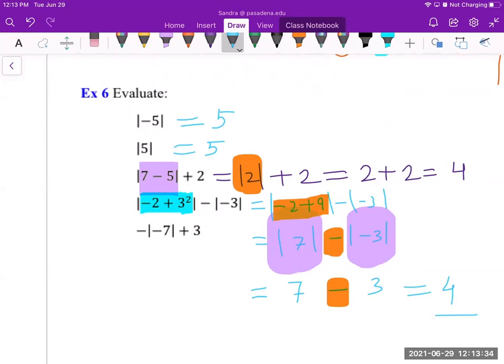Let's go ahead and do the last one. Okay, so then for the last one, there's really nothing to do inside our absolute value. So now we are only going to find the absolute value of -7. Well, absolute value of -7 is 7, but I'm going to keep my negative symbol. So this will be a negative 7 plus that 3. Now -7 plus 3, well, that would give me a -4. So then that would be the answer.